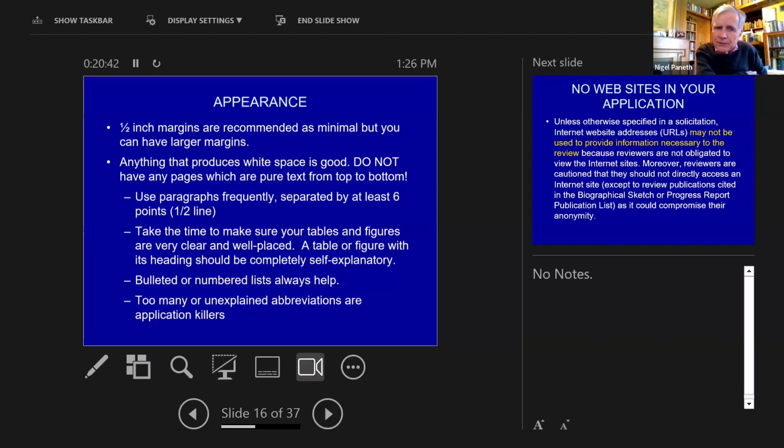I can assure you that too many unexplained abbreviations are application killers. There are some people in the current world who like to speak in abbreviations. We call that abbreviababble. It's not a good thing to encourage in grant applications, I assure you. Try to make sure that every time you come across an abbreviation, you explain it. If you have more than 5 or 10 abbreviations in your whole application, you can make a little glossary section, a little text box that lists them all together.